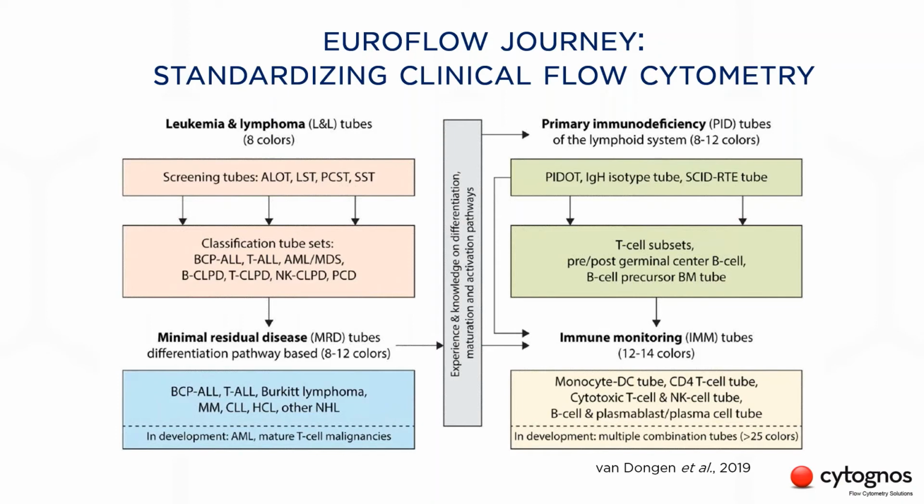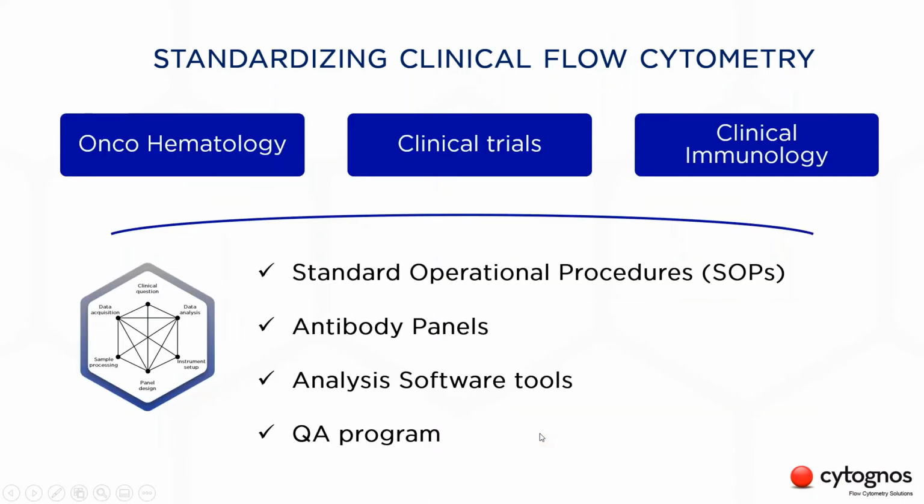And once they got the system in place for onco-hematology, they applied all their expertise and knowledge for the primary immunodeficiency and the immune monitoring fields. This EuroFlow method can be used in the onco-hematology, clinical trials, and clinical immunology areas, but today we are just going to focus on the onco-hematology. And this method includes the SOPs, the antibody panels, the analysis software tools, and a QA program. So now let's go over each of them.